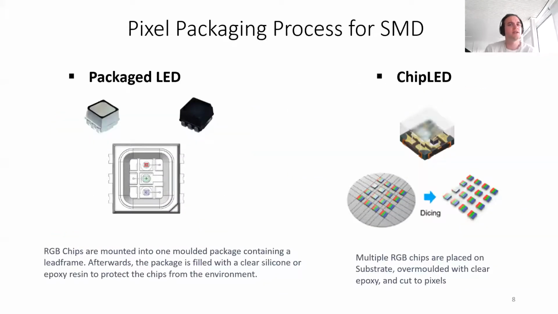So another distinction: I talked about packaged LEDs and chip LEDs, and both are very similar. They both talk about a small package containing the three diodes, R, G and B. But with a packaged LED, the RGB chips are mounted into a molded package, and afterwards the package is filled with a clear silicone. Whereas with the chip LED, multiple RGB chips are placed simultaneously on a substrate, and then they are overmolded with clear epoxy and then cut in a process which we call dicing.